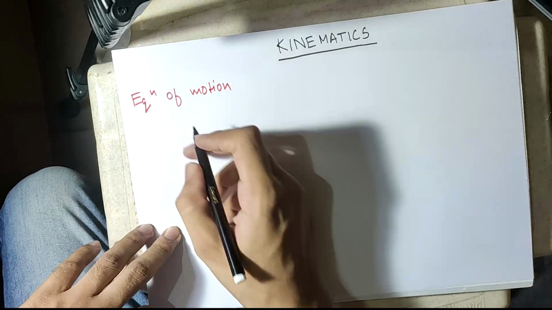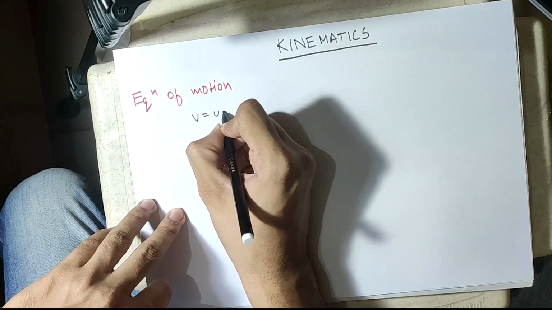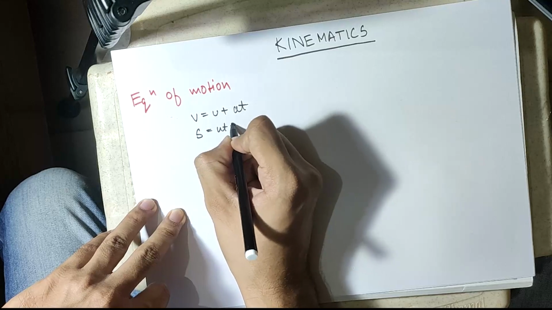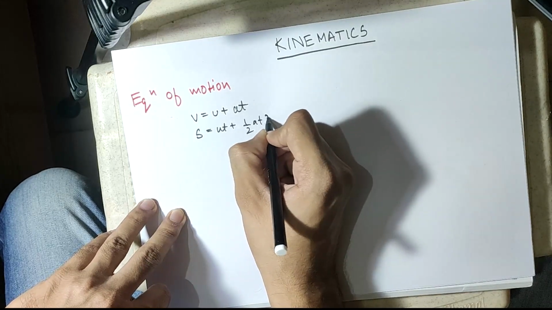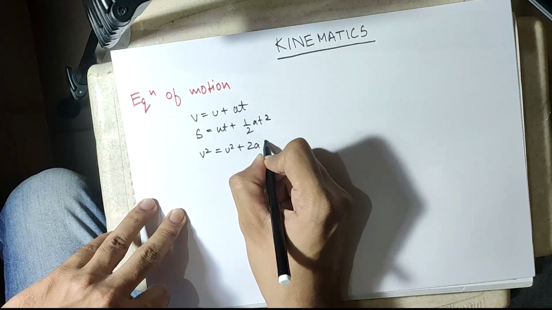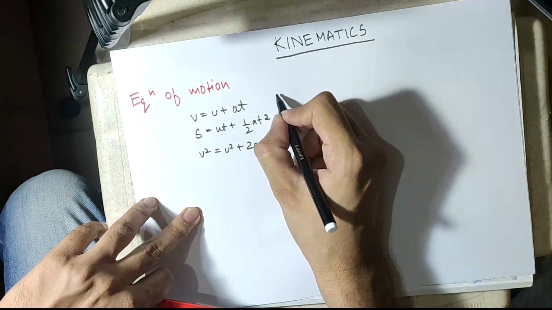There are three equations of motion. You know this. V is equal to U plus AT. Then comes S is equal to UT plus half AT square. And the third one is V square is equal to U square plus 2AS. So these are the three equations of motion.